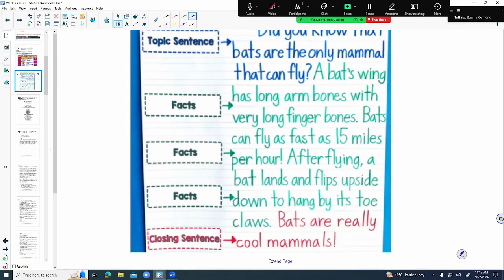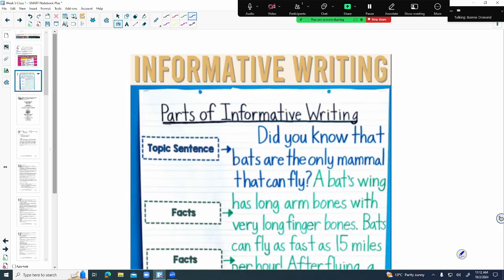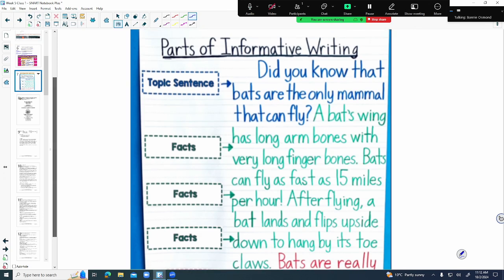Okay, here's an example. This is an example of informative writing. So again, the parts of informative writing, the topic sentence: Did you know that bats are the only mammal that can fly? This is actually asking a question, which is fine. You can ask a question. Do you know how hard it is to make moccasins? Or do you know how hard it is to scrape a moose hide? Something like that can be your topic sentence.